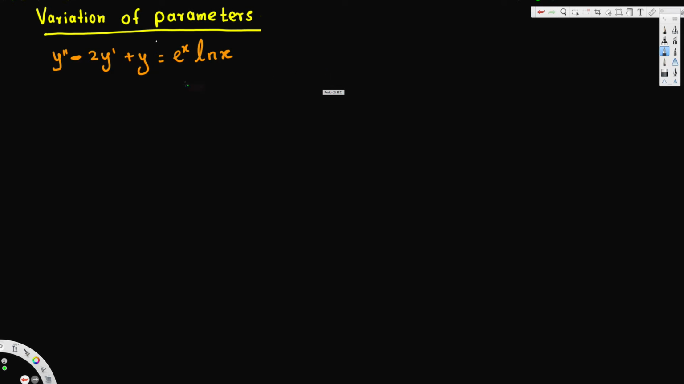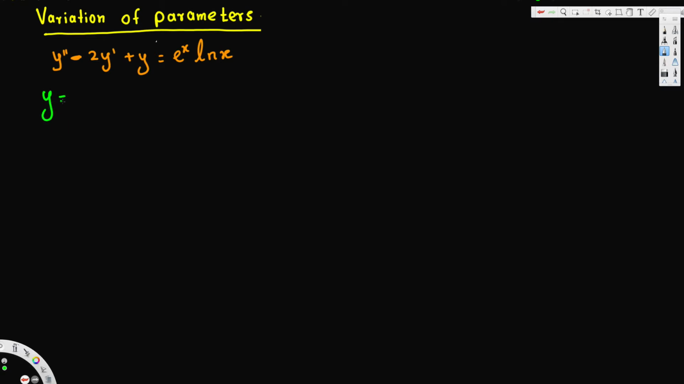What's going on, guys? In this video we are going to see how to solve this second order non-homogeneous differential equation using variation of parameters. The first thing is we have to find out the complementary solution, and also we have to find out the particular solution, and if we add them together, that's going to be the general solution.